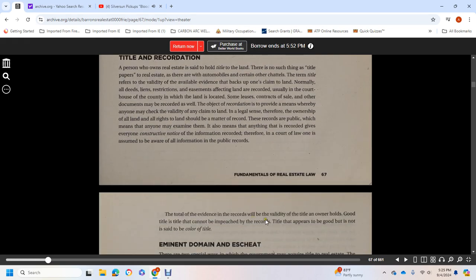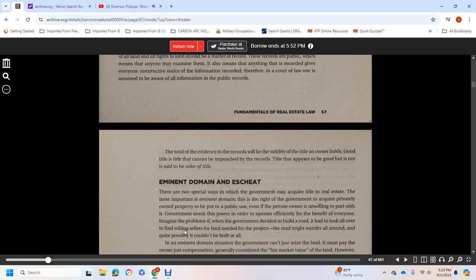The total evidence in the records will show the validity of the title the owner holds. A good title is one that cannot be impeached by the records. A title that appears to be good is said to be a colorable title.